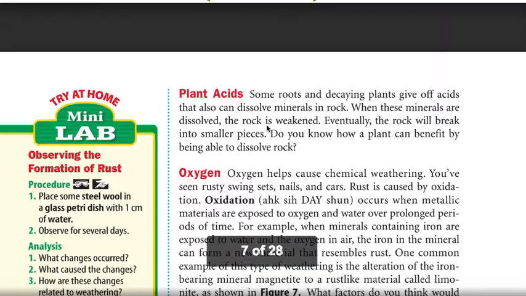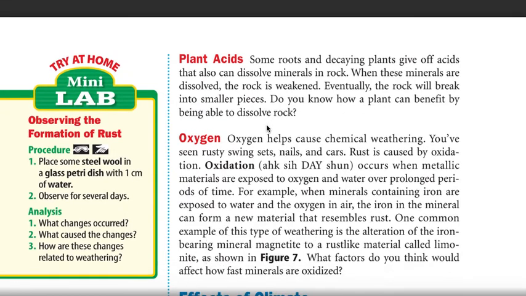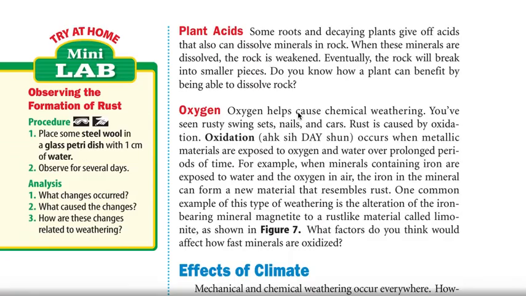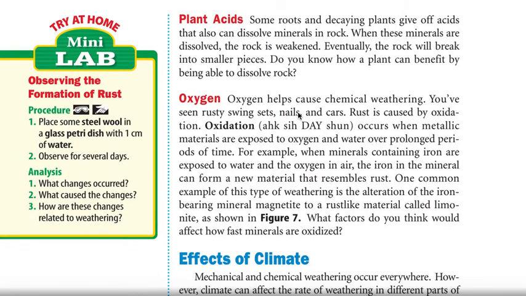Plant acids. Yes, plants excrete acid. Some roots and decaying plants give off acids that also can dissolve minerals in rock. When these minerals are dissolved, the rock is weakened. Eventually, the rock will break into small pieces. Do you know how a plant can benefit from being able to dissolve rock? Think about this. How could a plant benefit from breaking up rock? Where could a plant grow?